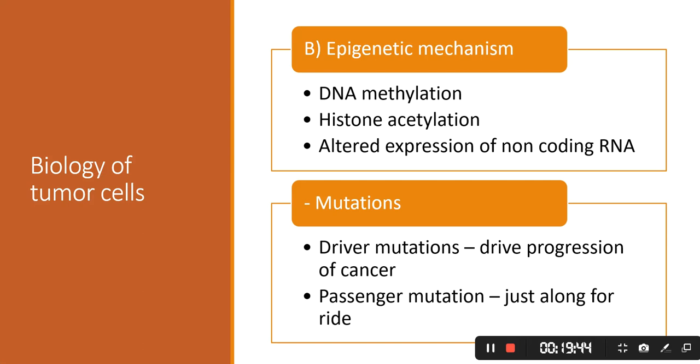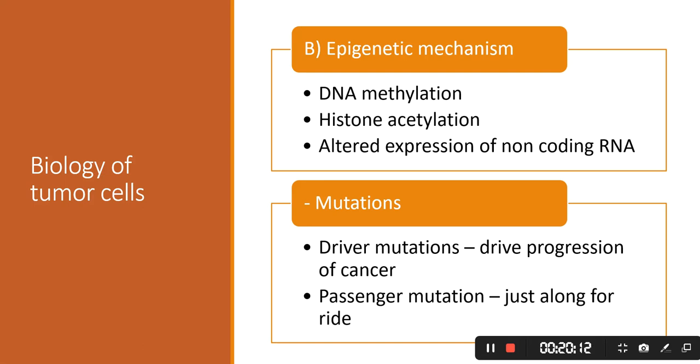Then there is histone acetylation. The histone is the positively charged protein which keeps the negatively charged strands of DNA together, and it undergoes acetylation. An acetyl group comes and attaches itself to the histone protein. That makes the histone protein lose its positive charge. As it loses its positive charge, the two strands of DNA start getting separated and loosened up, and that can lead to genetic changes.